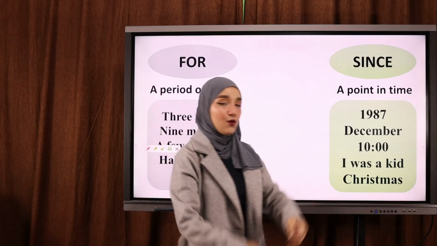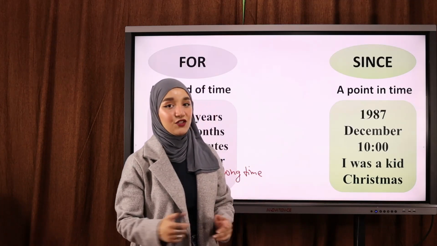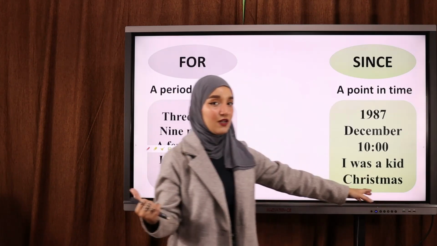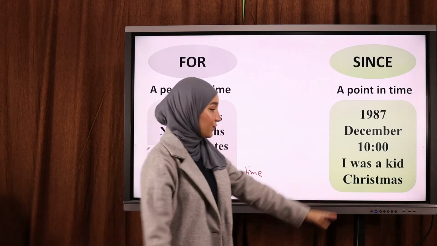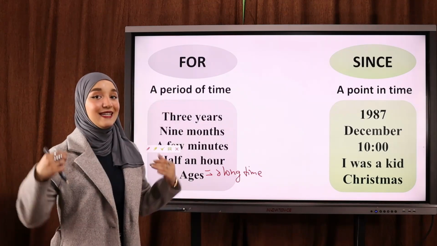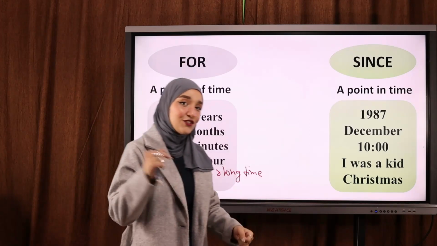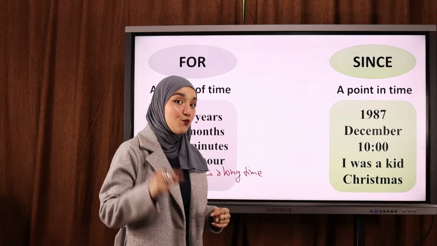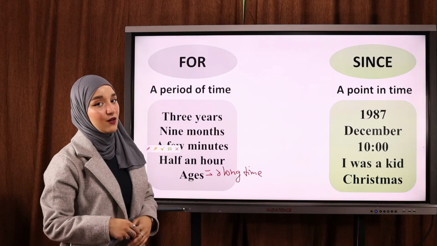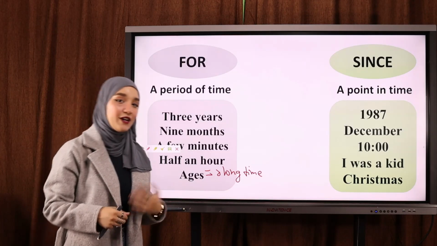Or since we can talk about time from the clock, since 10 o'clock. We've started the English lesson since 10 o'clock, for example. Since I was a kid. Or since Christmas, the occasion. So remember, for is the duration, how long the event lasted. Since is the starting point. Both of these words are used with the perfect tense, the present perfect.